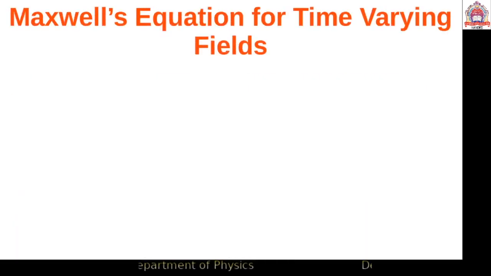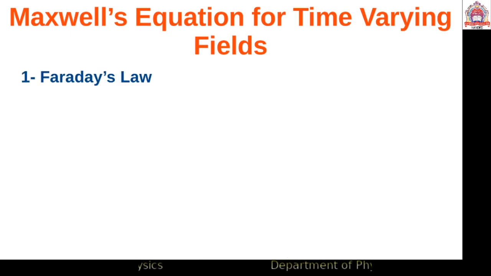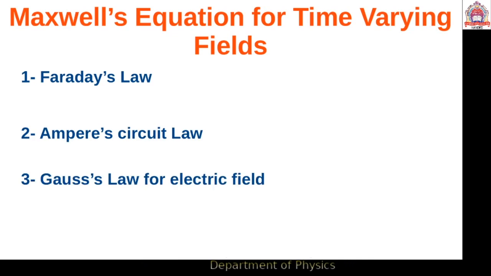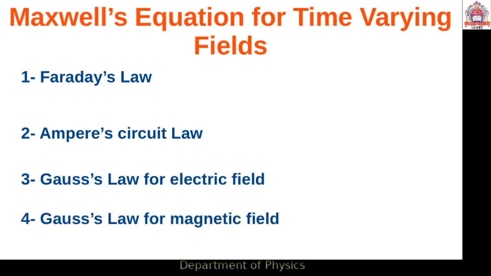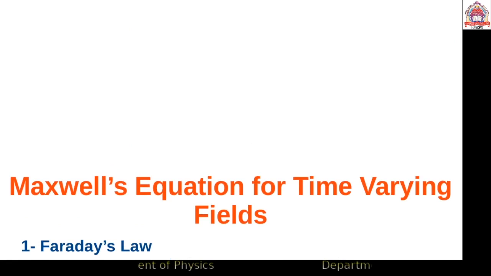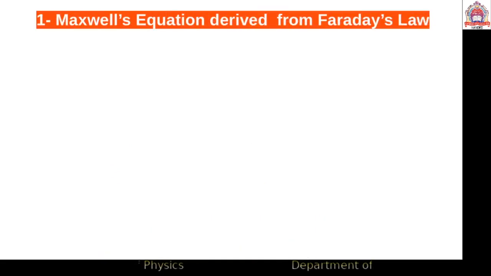Now we are discussing Maxwell's equations for time varying fields. Again, the first equation is Faraday's law, second Ampere's circuital law, third Gauss's law for the electric field, and fourth Gauss's law for the magnetic field. Here is Maxwell's equation for time varying fields derived from Faraday's law.